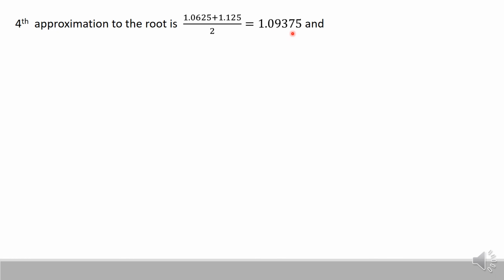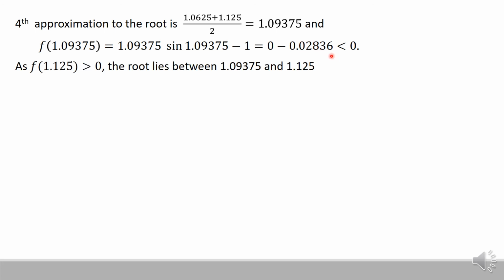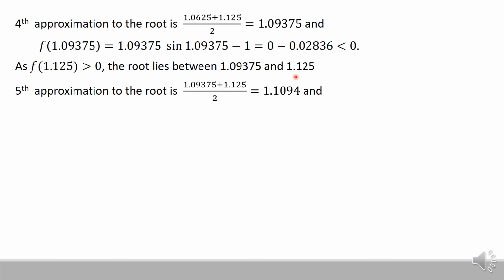1.09375. The function value is negative here, and you can see that the value of f at 1.125 was positive. So the root lies between these two, and hence the fifth approximation to the root is given by 1.1094. Function value at this point is negative. Remember, at 1.125 it is positive.